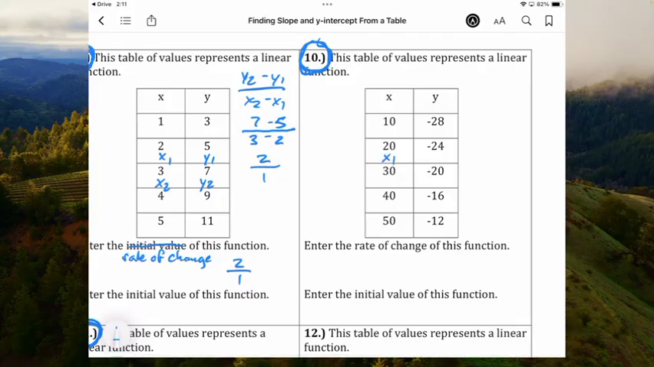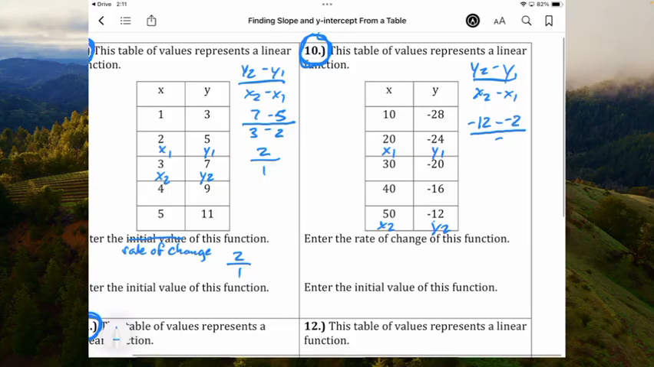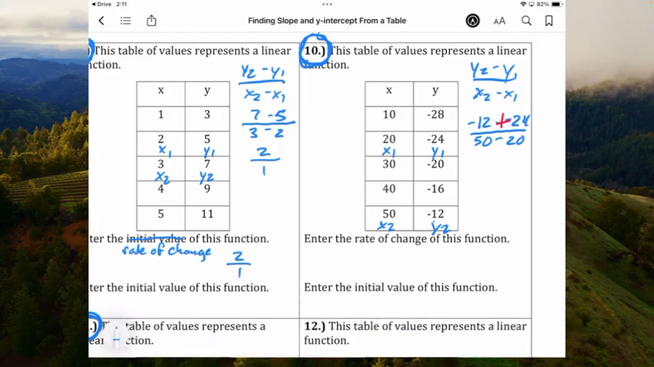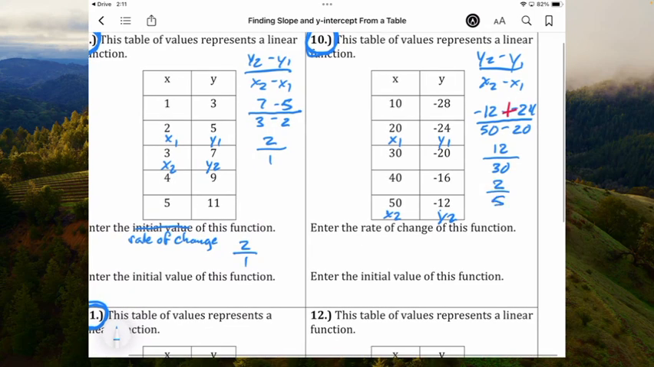Let's go x1, y1, x2, y2. y2 minus y1 over x2 minus x1. Negative 12, negative 24. 50 minus 20. Those two negatives will make a positive. Negative 12 plus 24 is going to give us positive 12 over 30. Both of those are divisible by 6. That would leave us with 2/5.